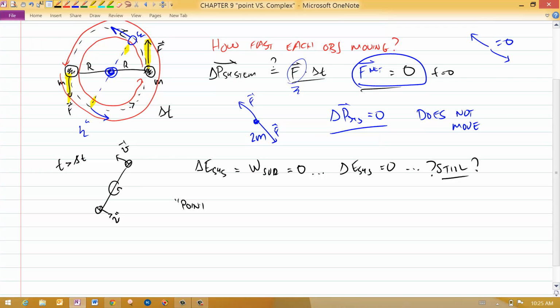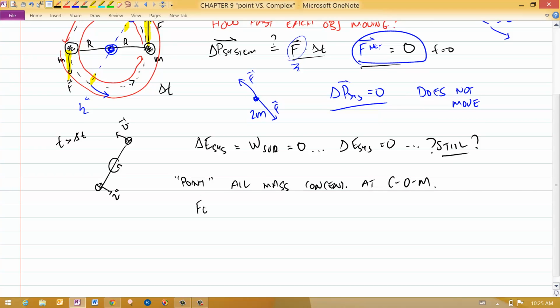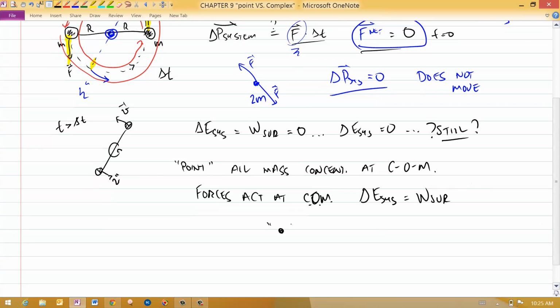So this is what the point system tells you. The point system, you take all the mass concentrated at the center of mass of the system, and then all the forces act at the center of mass. And now, for this point particle system, the change in the energy of the system is equal to the work from the surroundings. That is something that will tell you about this fictitious point particle.